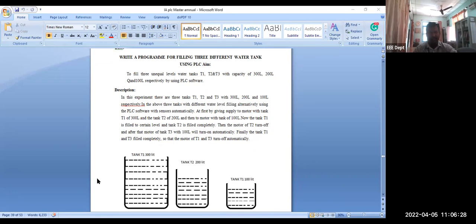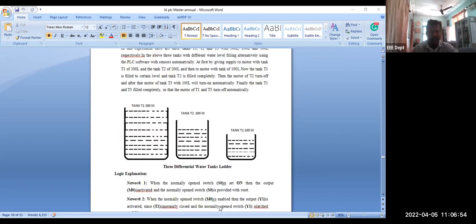Okay, when the certain level is reached, the first tank T1 is 300 liters, and at a certain level of 200 liters the second tank is filled completely. Okay, so after that the remaining time is shared by tank T1 and tank T3, which have capacities of 300 liters and 100 liters. So that is the scenario.